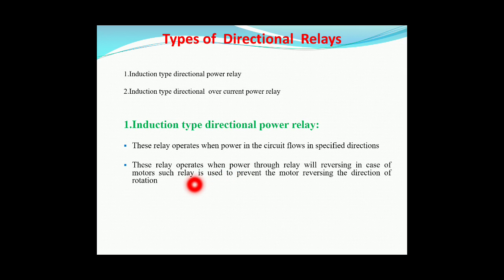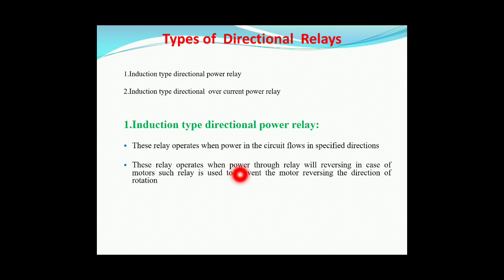This type of relay operates when the power in the circuit flows in a specified direction. This relay will be operated when the power flow is in the specified direction. This type of relay is essentially a wattmeter. The direction of the torque depends upon the direction of current relative to the voltage.